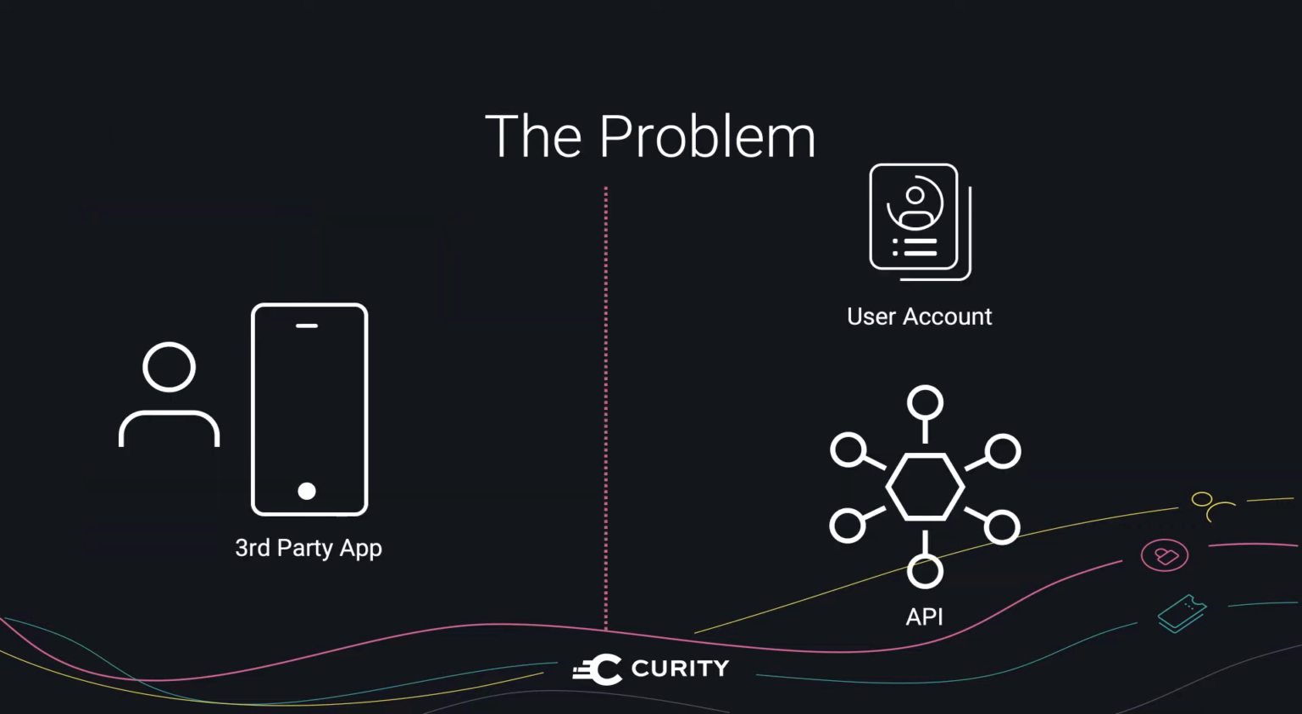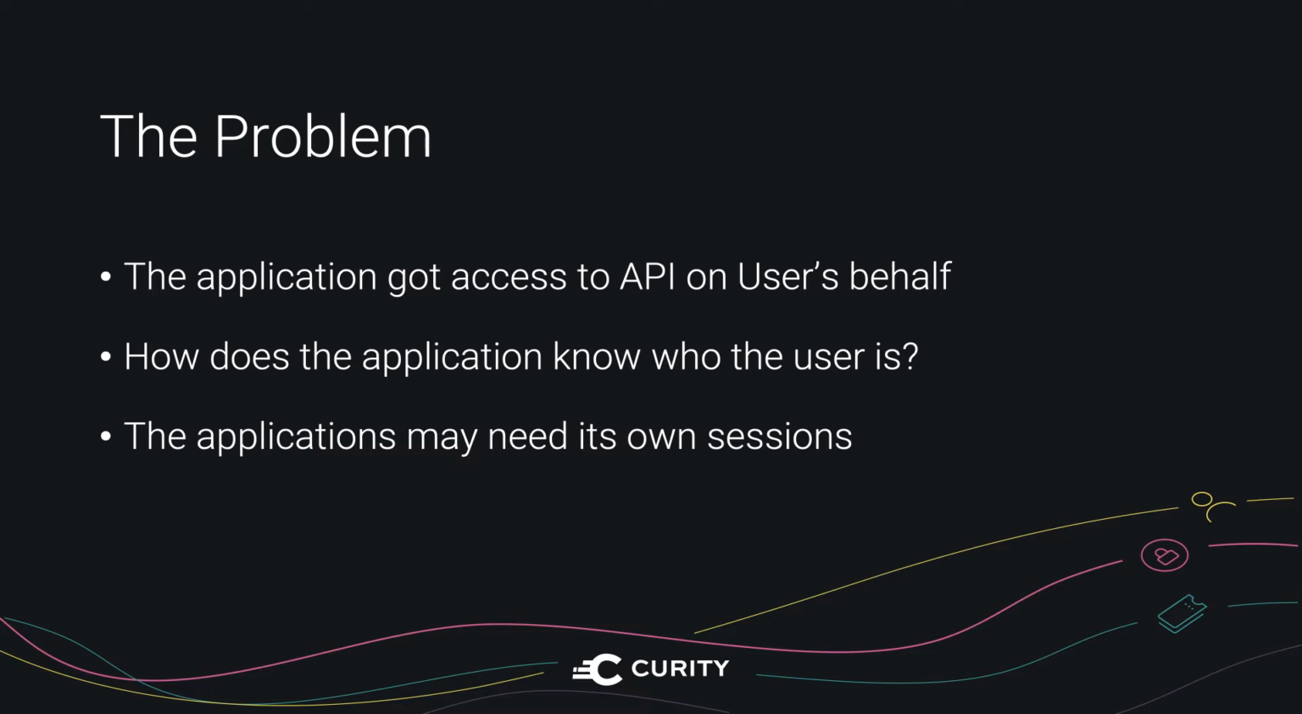So if we remember the problem that we were trying to solve with OAuth, we had a third-party application, we had an API, and we needed to delegate access to the application so it could reach the API on the user's behalf. But we didn't want the app to see the user's credentials. So we introduced an authorization server that could delegate this access without revealing anything about the user to the third-party app. So the application got access to the API on the user's behalf. But what remains now is that the application doesn't know anything about who the user is. I mean, that was the whole purpose of OAuth, but that's not always useful.